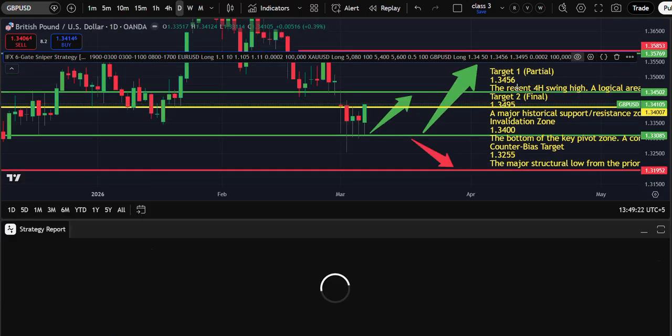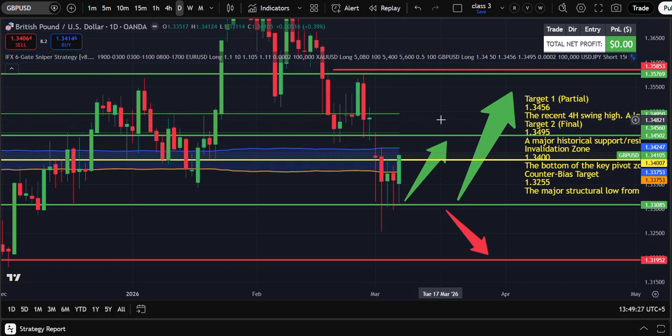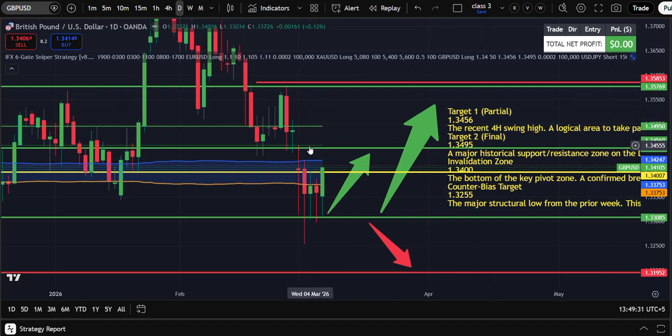Let's see what it looks like. Yeah, it looks something like this. So I've totally set this straight up according to the AI. So let's see what happens.